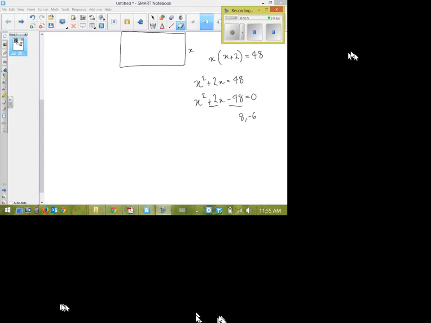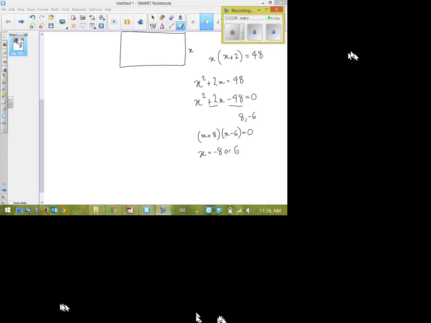Take a sec just to check that's the case. 8 times minus 6 is minus 48. Yep. 8 plus minus 6 is plus 2. Yep. So there are our factors. So (x plus 8)(x minus 6) equals 0. Okay, so we've got two possible results for x. x could be minus 8 or it could be 6.